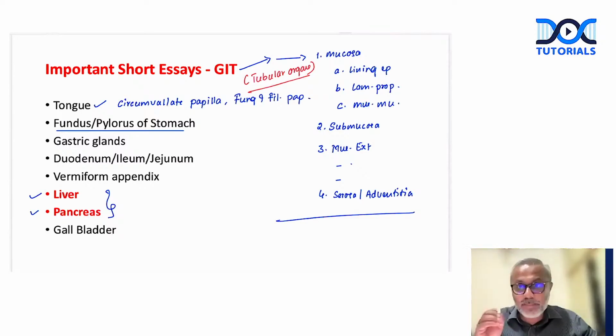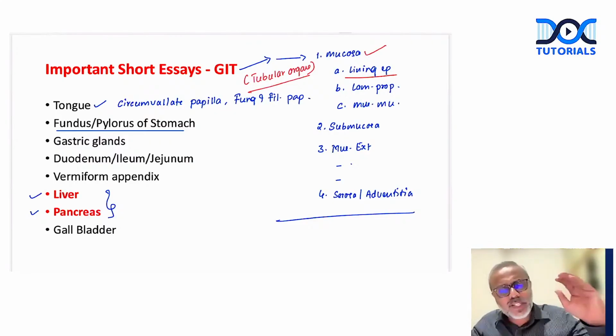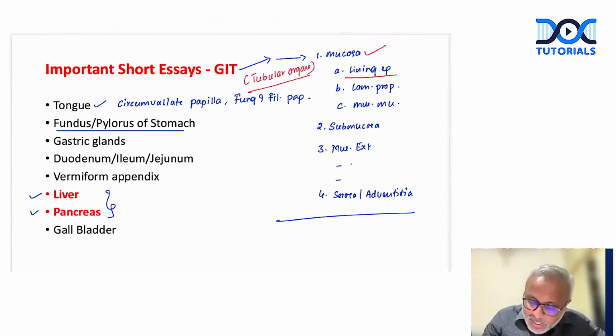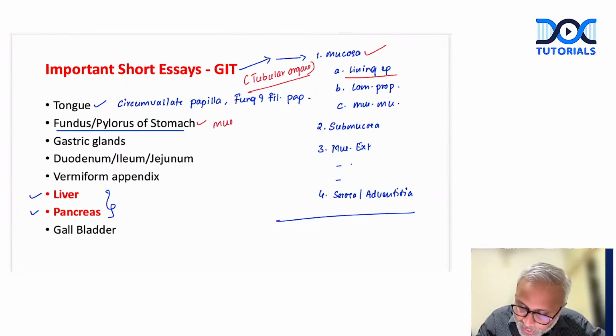So the examiner will be very much interested in whether you have mentioned the lining epithelium correctly, and whether you have mentioned the mucosal features correctly. In addition to this, specific to each part of the GIT, we need to describe that particular layer in detail. For example, if we are talking about stomach, please go and describe the mucosa in detail.